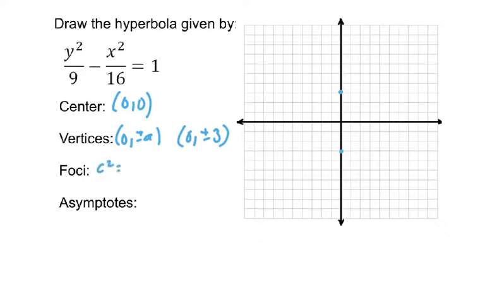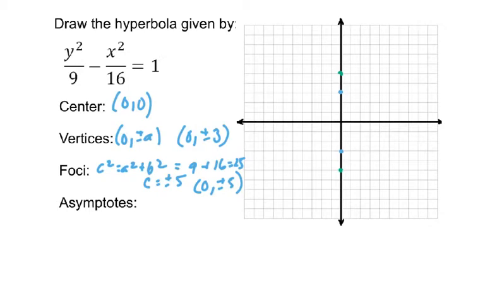Our foci: c squared equals a squared plus b squared. In this case, it is 9 plus 16, which is 25. So c is plus or minus 5, which makes our foci at 0, plus or minus 5. This is opening up and down, so for our foci it's the y coordinate that changes. Let's go ahead and graph our foci, up here at 5 and then down at -5.